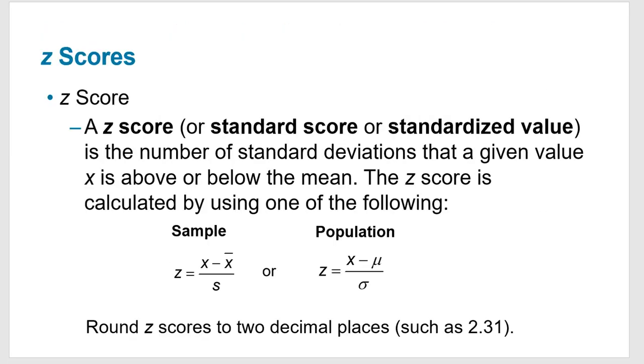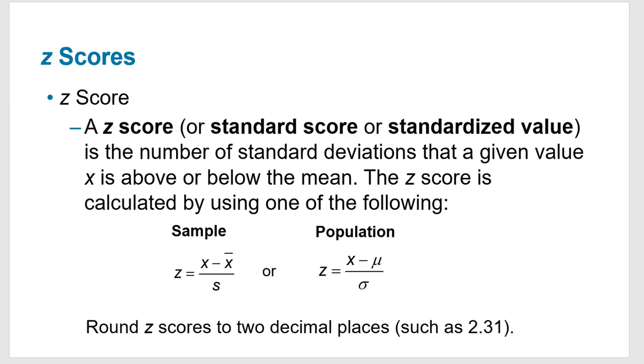First, let's start with z-scores. A z-score is sometimes called a standardized score or a standard score. Your z-score is just the number of standard deviations that any value is above or below the mean. So if you're above the mean, your z-score is going to be positive. If you're below the mean, your z-score is going to be negative. And all you have to do to find your z-score is take that data value, subtract the mean, and whatever that difference is, divide it by the standard deviation. And that will tell you your z-score.